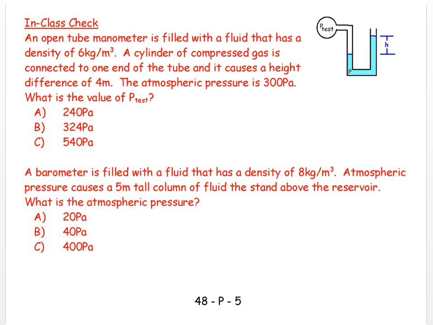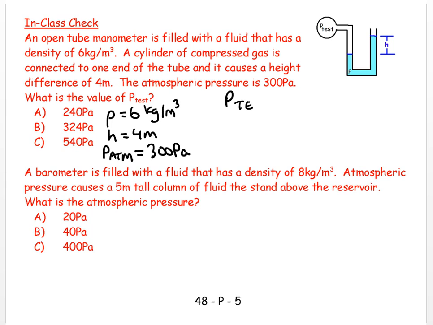We say an open tube manometer is filled with a fluid that has a density. My density is equal to 6 kilograms per meter cubed. A cylinder of compressed gas is connected to one end of the tube and it causes a height difference. So my H is equal to 4 meters. The atmospheric pressure, P atm, is equal to 300 Pascal. And so what is the P test?